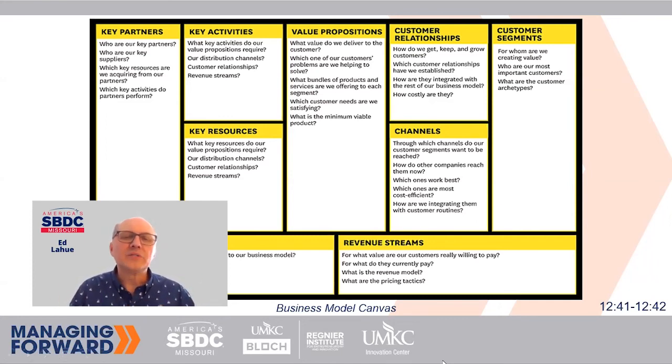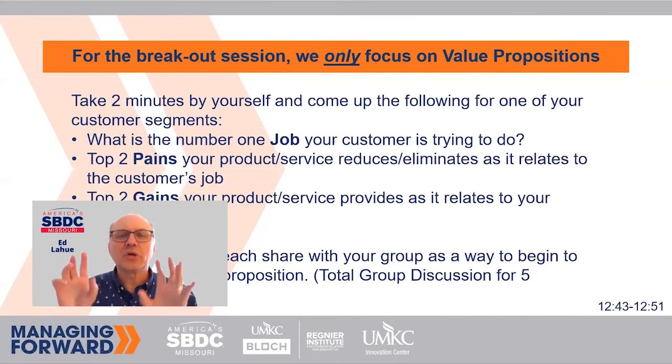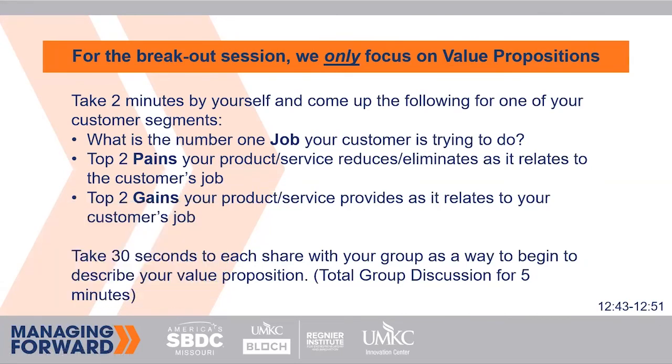So what we want to do right now is a quick breakout session. I want you to take 2 minutes by yourself and think of your customer, think of one segment, and think of the number 1 job that they're trying to perform. Then list out 2 pains that your product or service either reduces or eliminates as it relates to that customer's job. And then identify 2 gains that your product or service provides as it relates to that job.